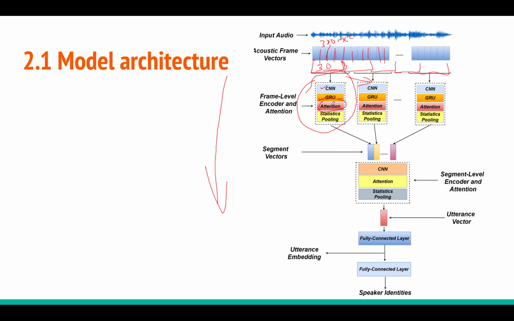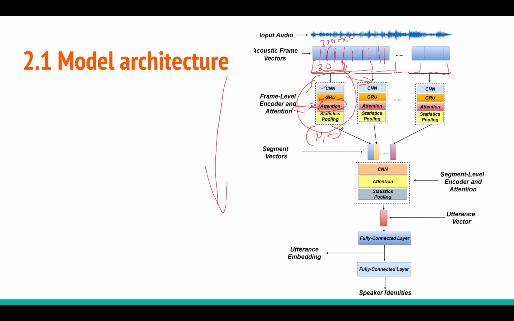Then you have an attention, so the output of attention will be pooled, so you can just get a single vector which represents the entire sequence of vectors. That is done with statistic pooling, which combines mean and sigma. We'll explain that later.